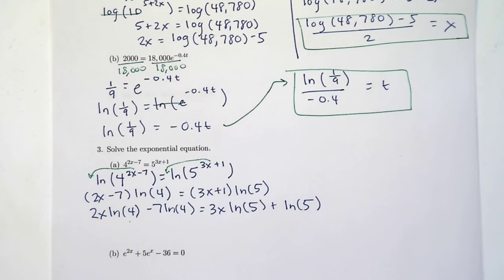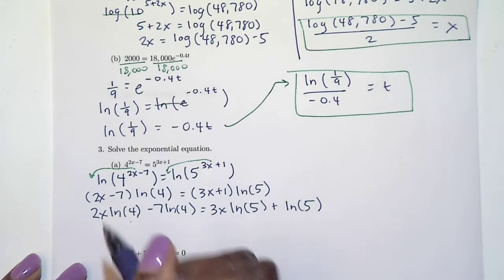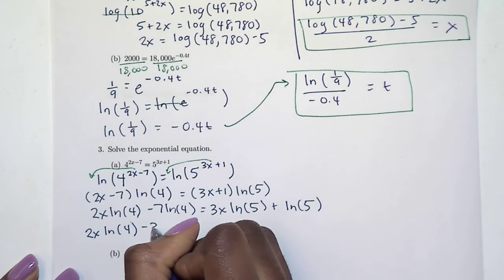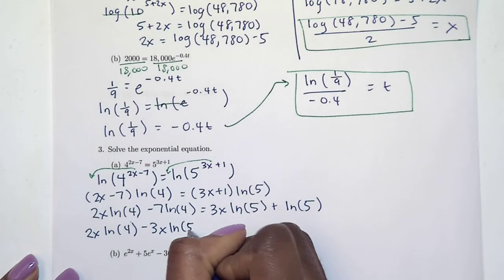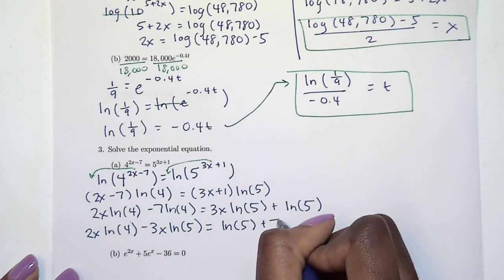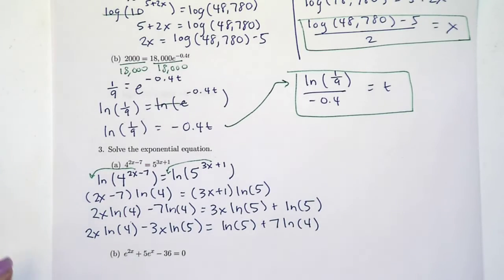Okay, so remember, our goal is to solve for x. So it would be nice if I had all of the things that had an x on the same side. So I'm going to move this over and then move the 7 natural log of 4 to the other side. So now all of the things that have an x are on one side, all of the things that don't have an x are on the other side.